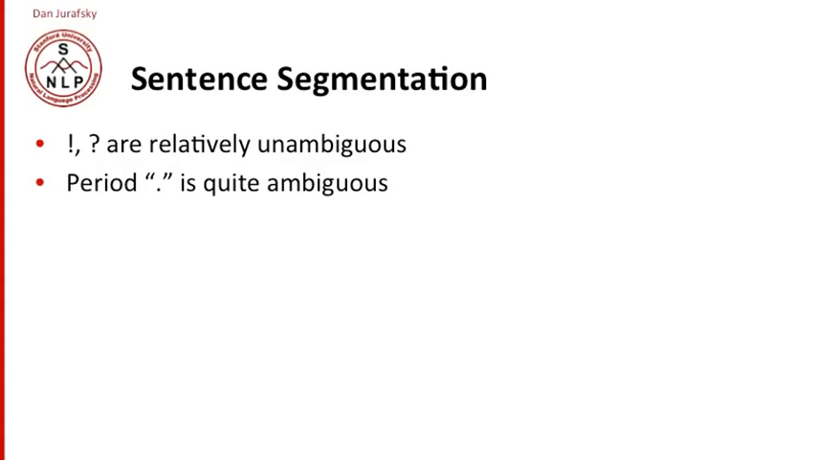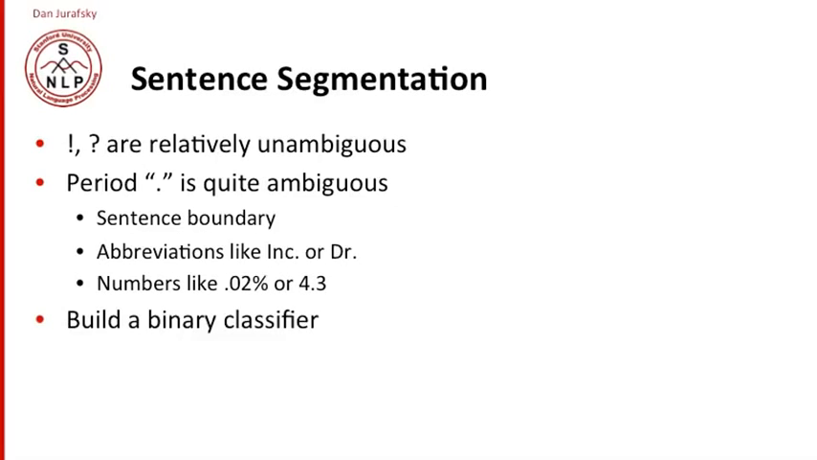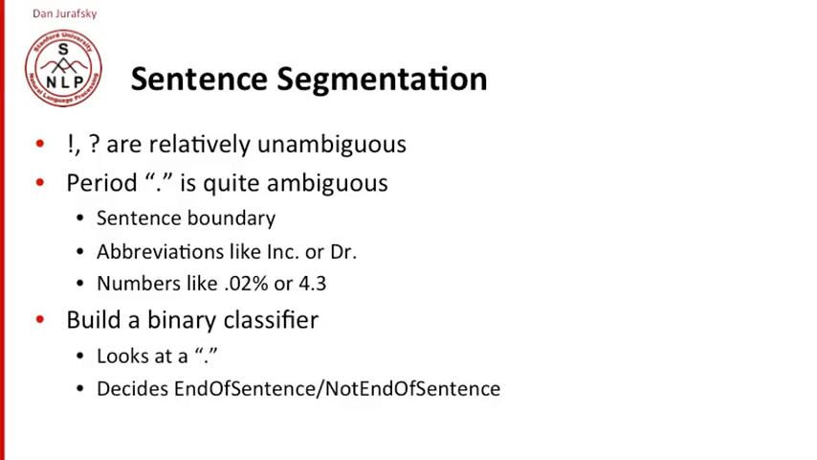If you think about it, a period can be a sentence boundary, but periods are also used for abbreviations like Inc. or Doctor. They're used for numbers like 0.02 or 4.3. So we can't assume that a period is the end of a sentence. So what we need to do to solve the period problem is build ourselves a classifier. We're going to build a binary classifier, looks at a period, and simply makes a binary yes-no decision. Am I at the end of a sentence? Am I not at the end of a sentence?